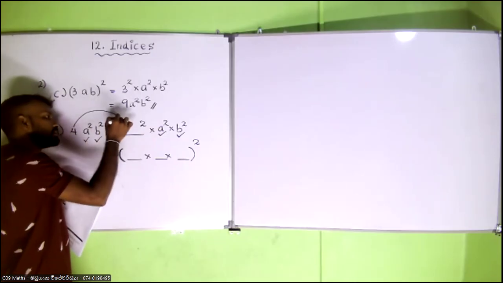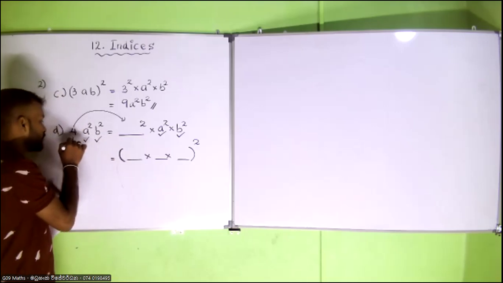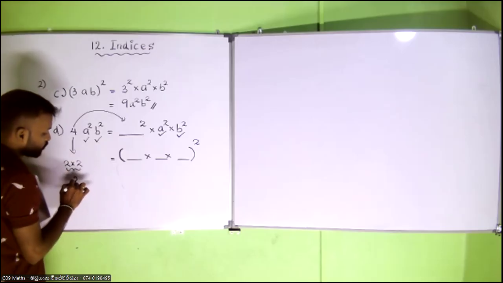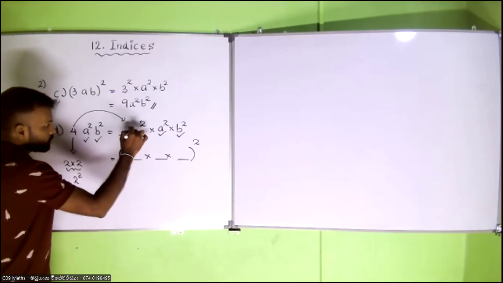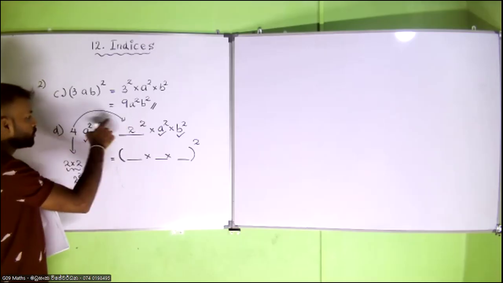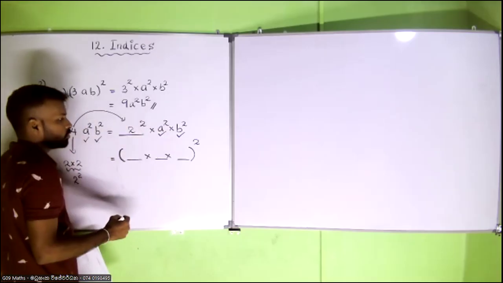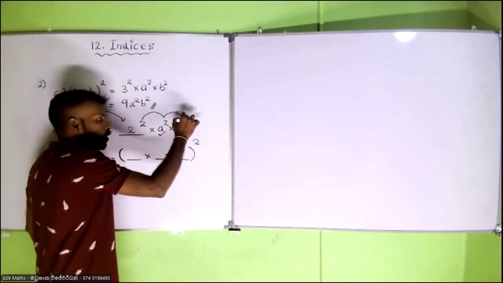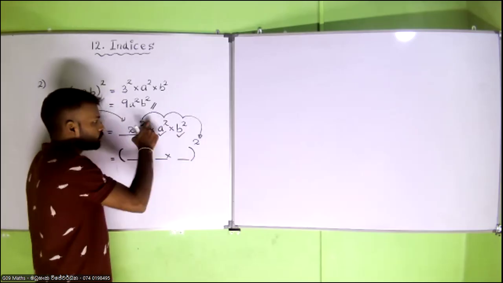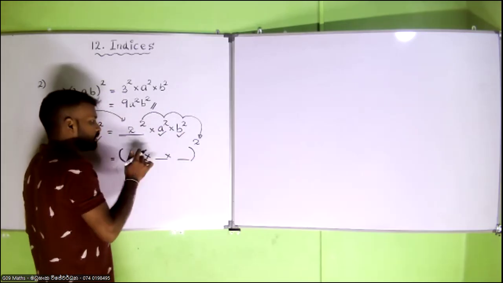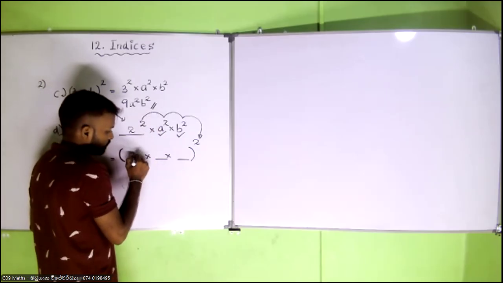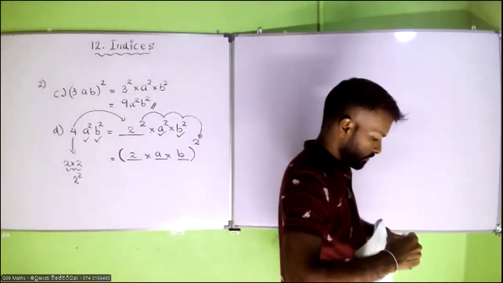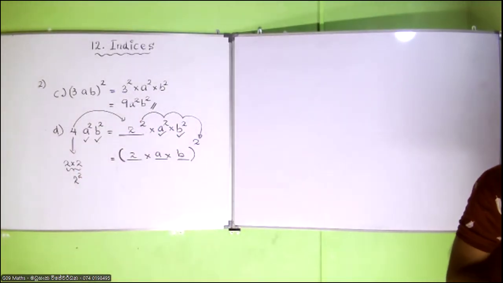4 you have to write as a power 2. 4 can be written as 2 multiplied by 2, and 2 multiplied by 2 means 2 to the power 2. So 2 should come here: 2 to the power 2, 4, A to the power 2, B to the power 2. Now you can see 2, 2, 2 common. Inside the brackets 2AB. Alright, so that's the way.